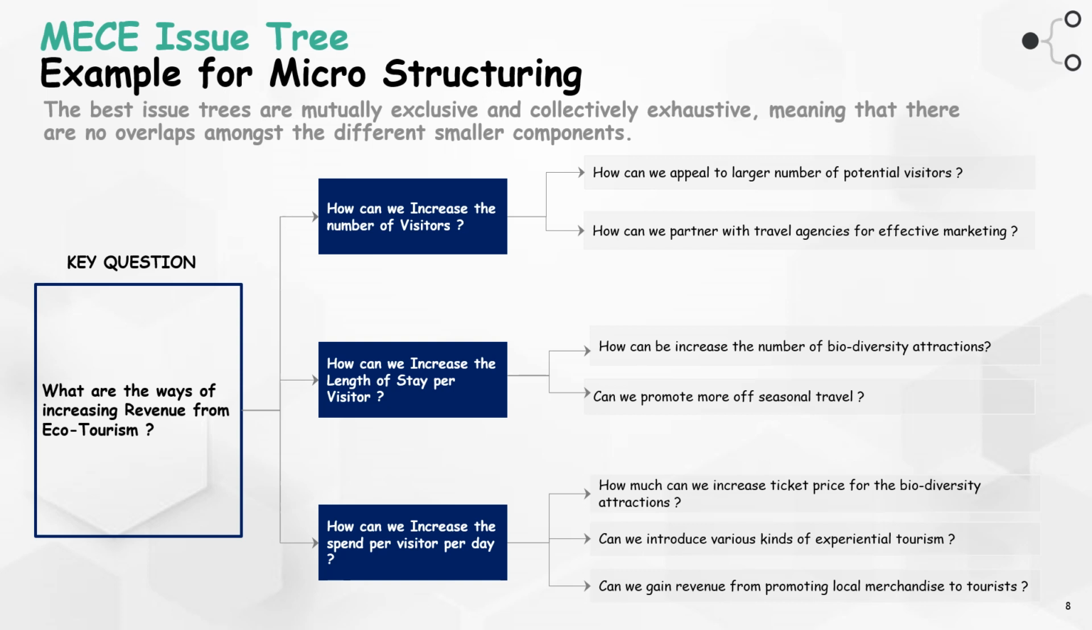So these elemental components are, let's say, we increase the number of tourist attractions or biodiversity attractions, because we are talking about ecotourism. The more the number of places, definitely people will stay longer to cover all of them. And second is, how can we make people visit multiple times in a year or maybe keep it open throughout the year? That means how can we promote some off-seasonal travel campaign? So I hope you got an idea about how the issue tree breaks down a major problem into elemental components.